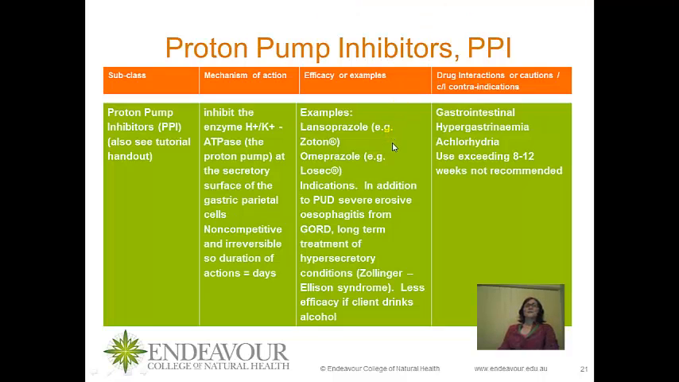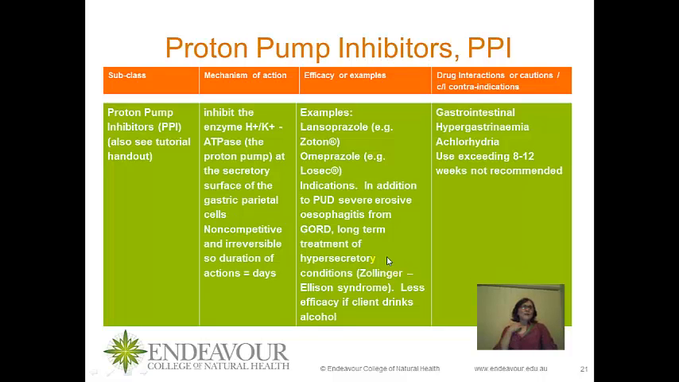So some examples: lansoprazole, which is Zoton, and omeprazole on its own, Losec, and you saw it in use in a couple of triple therapies under other brand names. So these would be indicated if there was peptic ulcer disorder that you wanted resolved, or if because of the GORD there was severe erosion of the esophagus and quite extensive inflammation as seen in endoscopy.